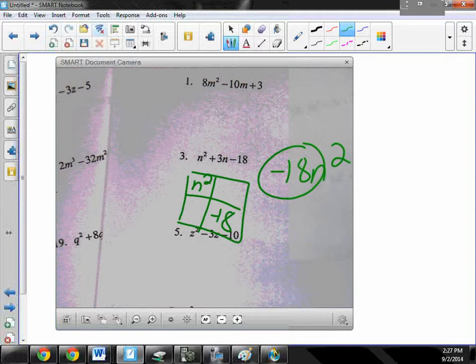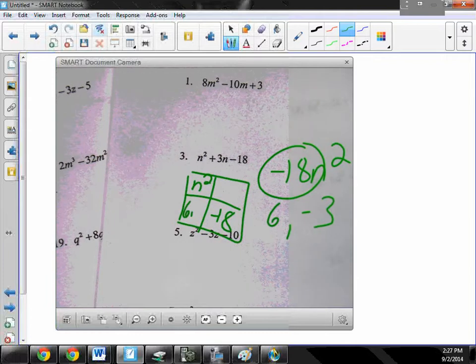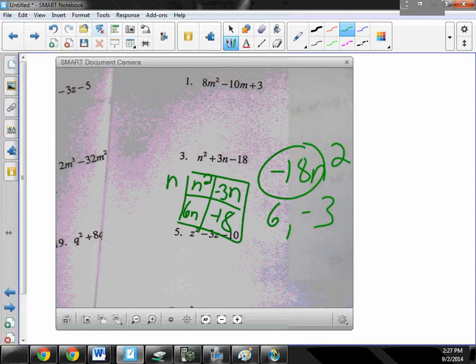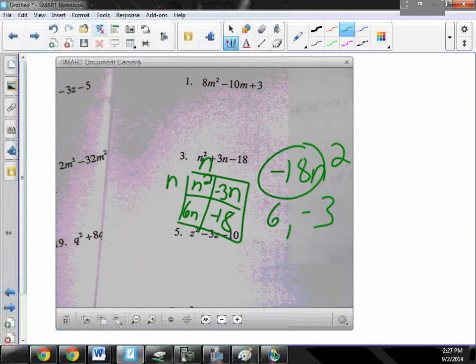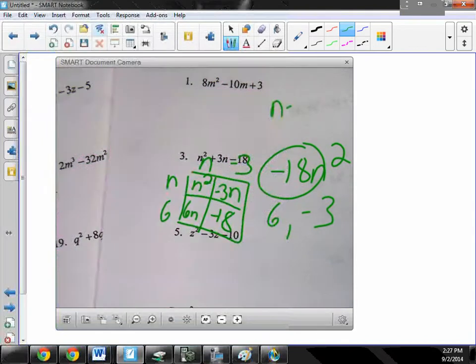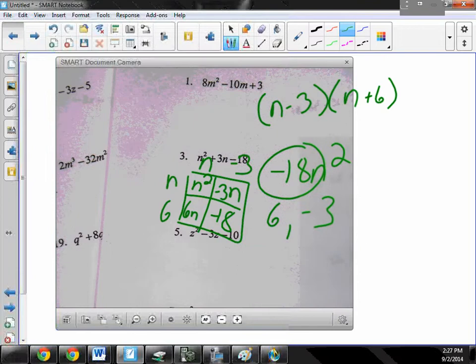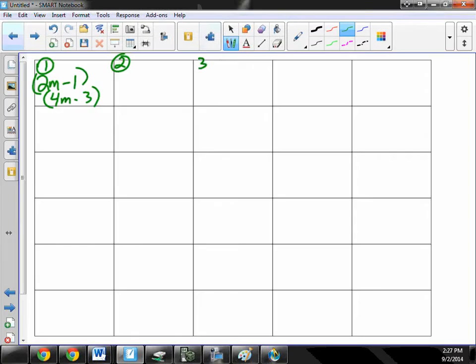So are there factors of negative 18 that add to be 3? 6 and negative 3. 6n and negative 3n. And then if you look at the top, what do they share? N, which makes this n. What's going to go here? Negative 3. What's going to go here? 6. So n minus 3 times n plus 6. So number 3 is n minus 3 and n plus 6.